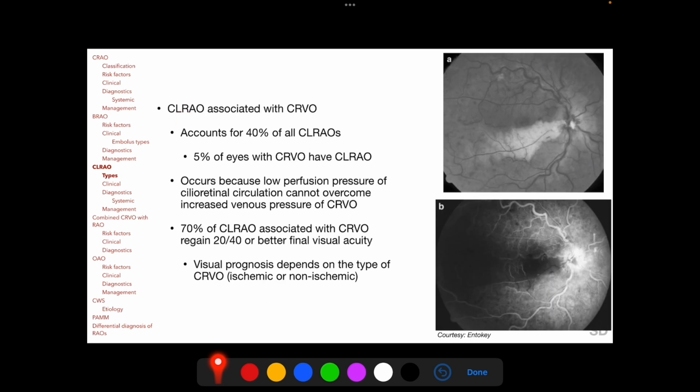CLRAO associated with central retinal vein occlusion, as seen here in this red-free photograph and in this fluorescein angiogram, accounts for 40% of all CLRAOs. On the other hand, only 5% of eyes with CRVO have an associated CLRAO also.